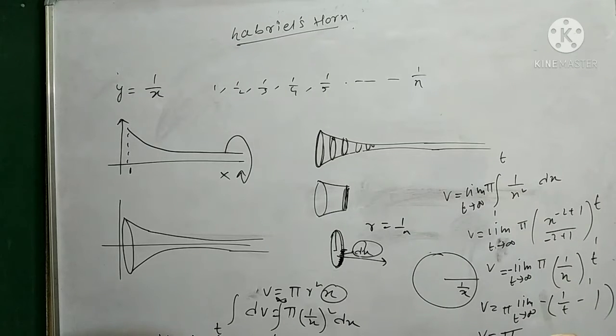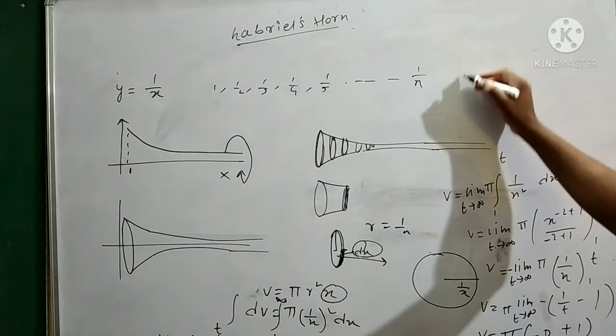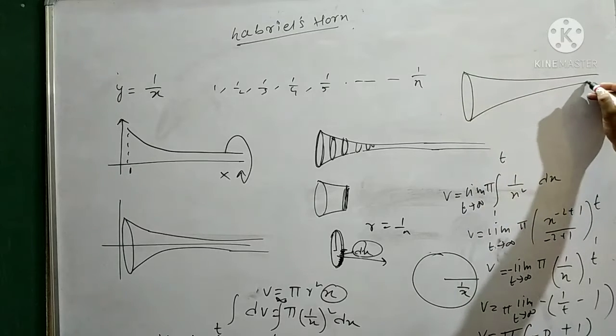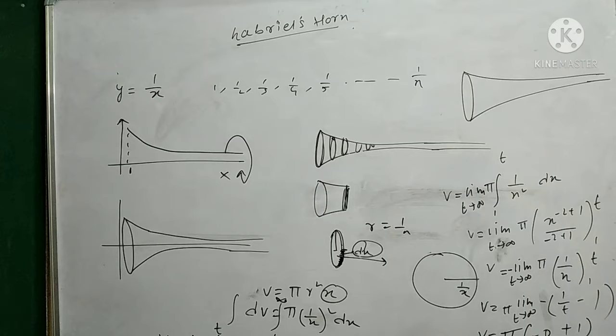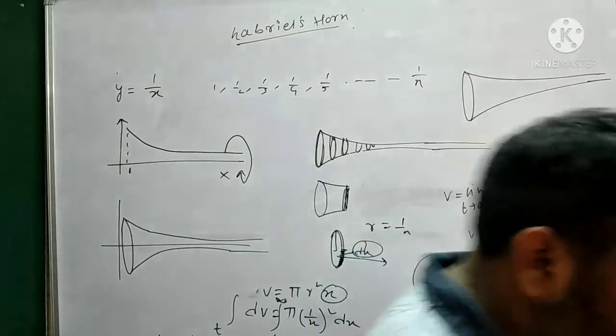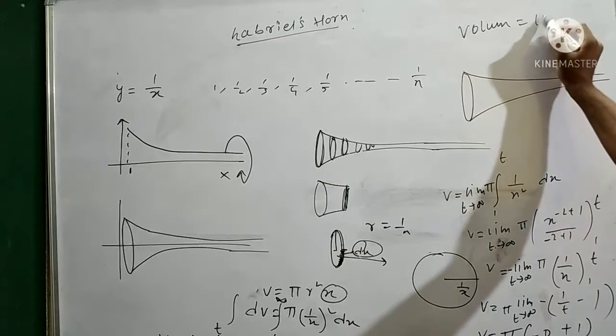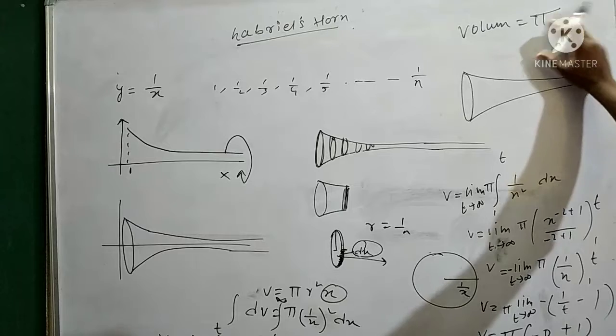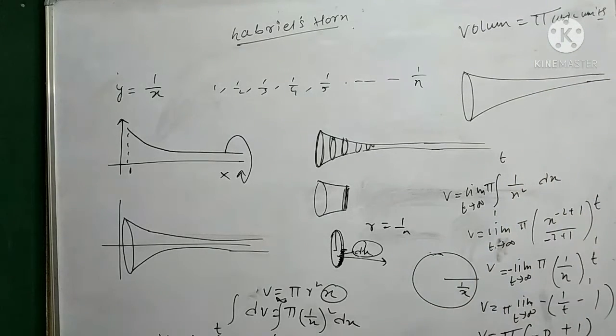So V equals pi. If you put the limit here, that will become minus 0 plus 1. If you put infinite here, then 1 upon infinite will become 0, then the volume will become pi. So this shows that the volume of this Gabriel horn, or this figure, is pi. But when we actually calculate the surface area of this curve, then we'll see how things differ. So we got the volume equals pi cubic units.